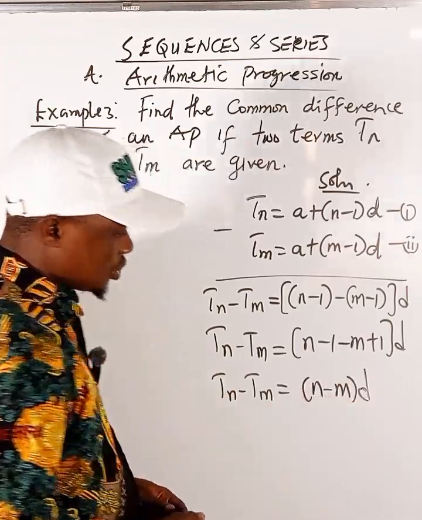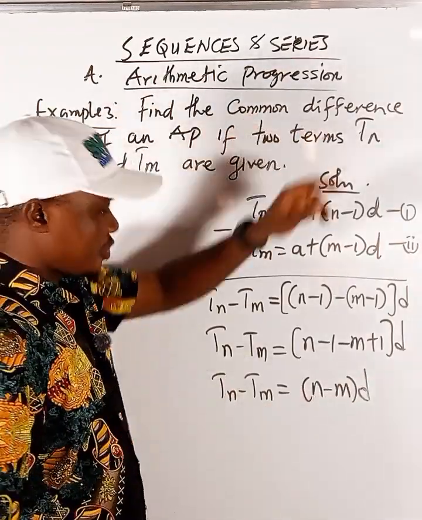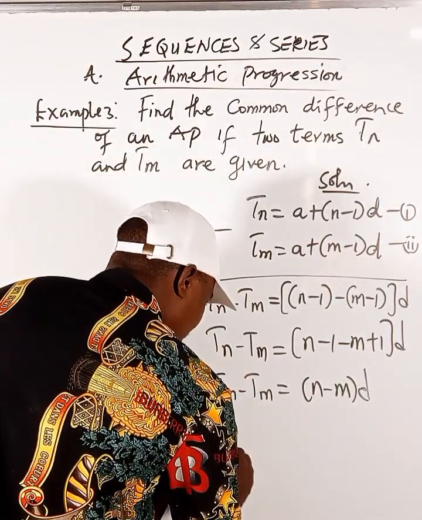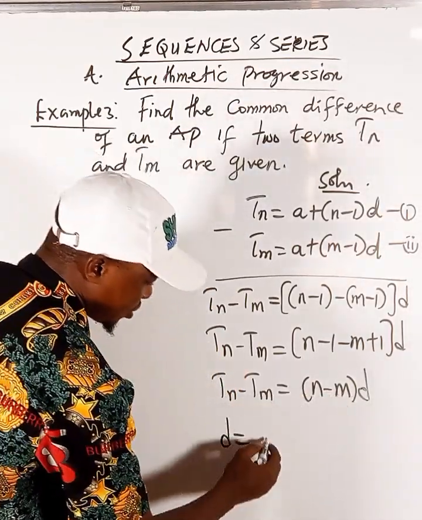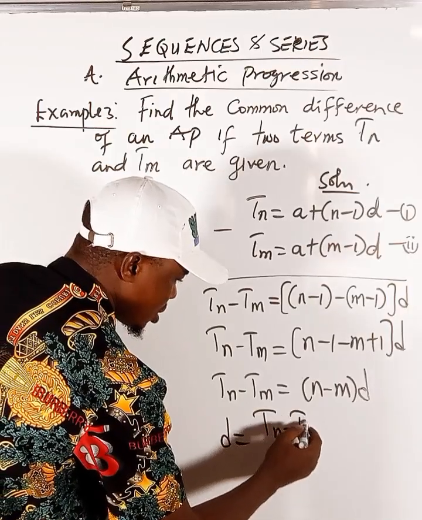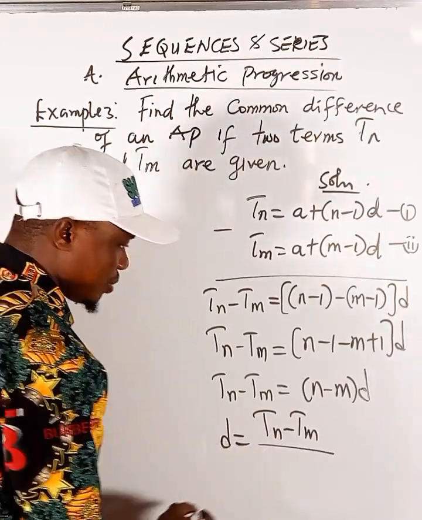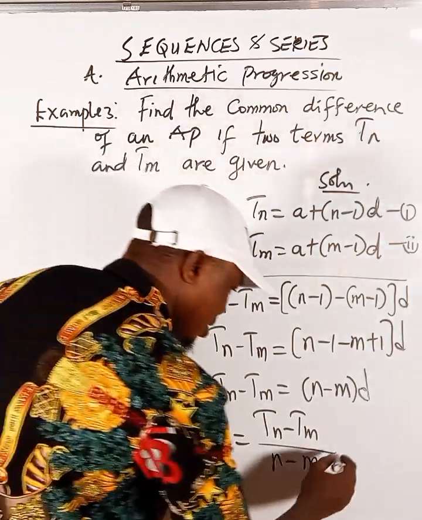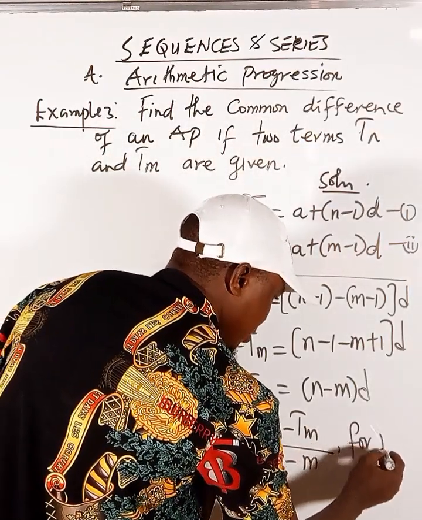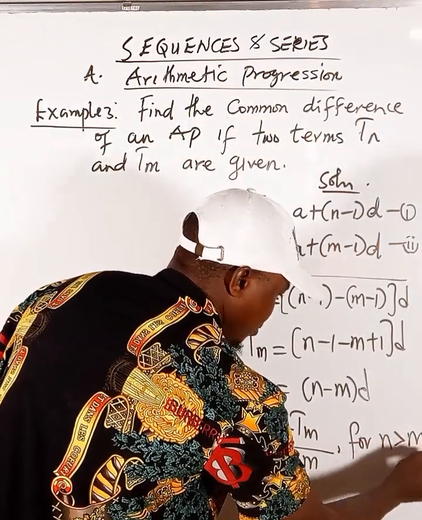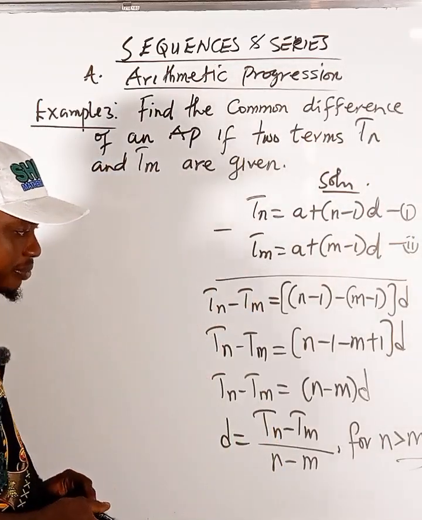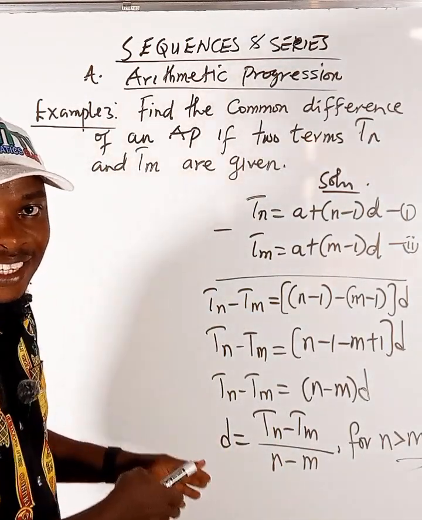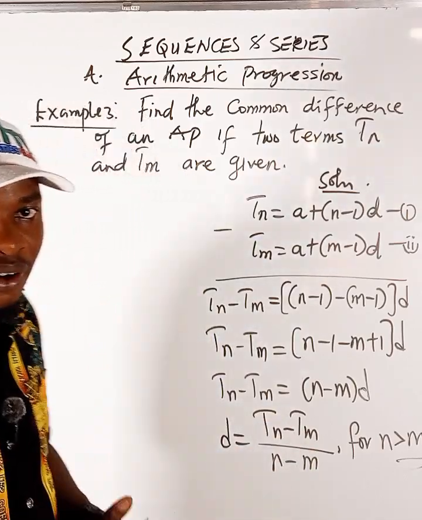Now don't forget what you are looking for. You are looking for the common difference, which is our D. So from there, what are you going to do? You just divide both sides by n minus m. So you're going to have Tn minus Tm divided by what? N minus m. But in this case, for n greater than what? M. So therefore, your n must be greater than m before this can work. And that is our common difference, what you are looking for.